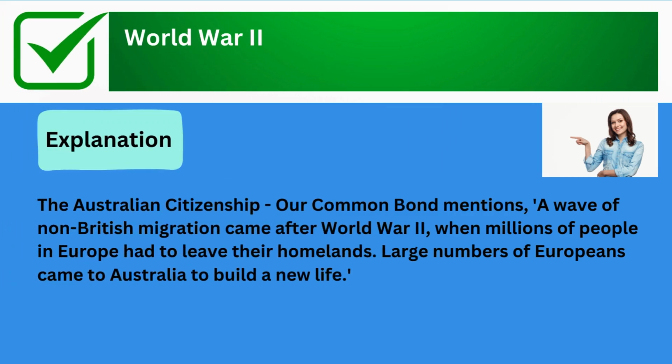The correct answer is World War II. Explanation: the Australian Citizenship, Our Common Bond mentions a wave of non-British migration came after World War II when millions of people in Europe had to leave their homelands. Large numbers of Europeans came to Australia to build a new life.